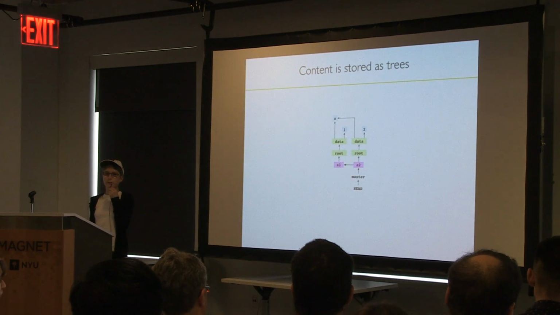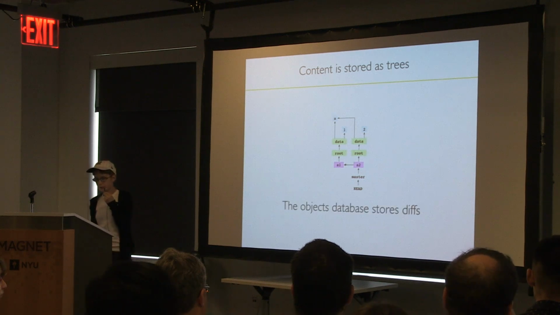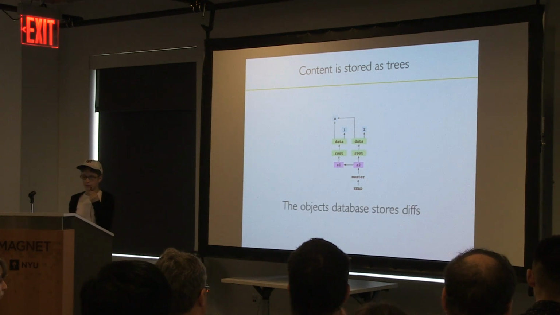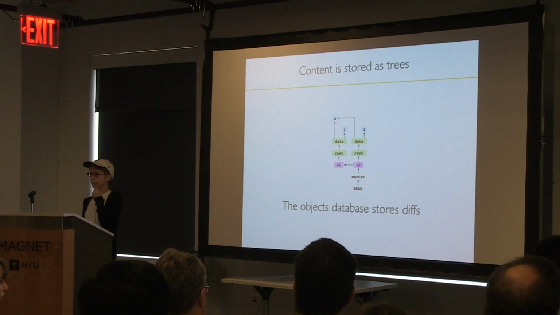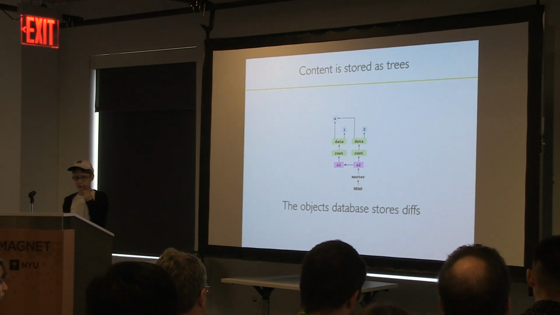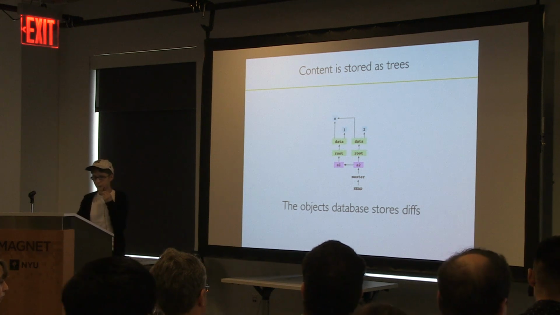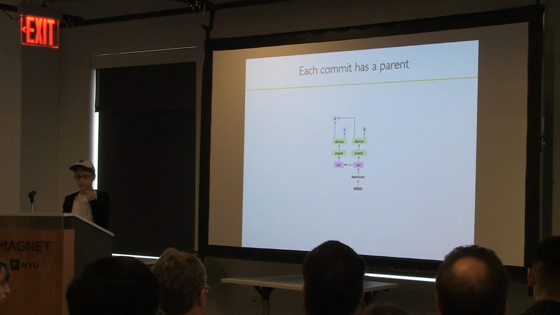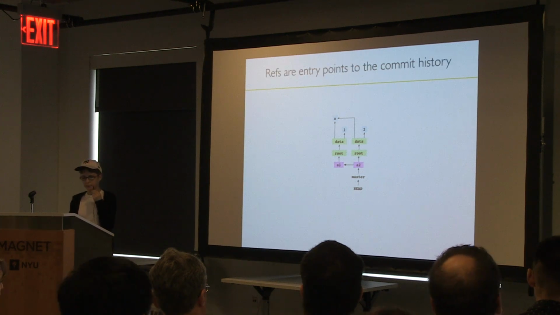So what have we learned from this? Well, number one, content is stored as trees. And this means that the objects database stores diffs. So we were able to reuse that A blob from the A1 commit in the content of the A2 commit. And you can imagine that reuse will be much more pervasive for larger repos. Next, each commit has a parent, which means that a repository can store the history of a project.